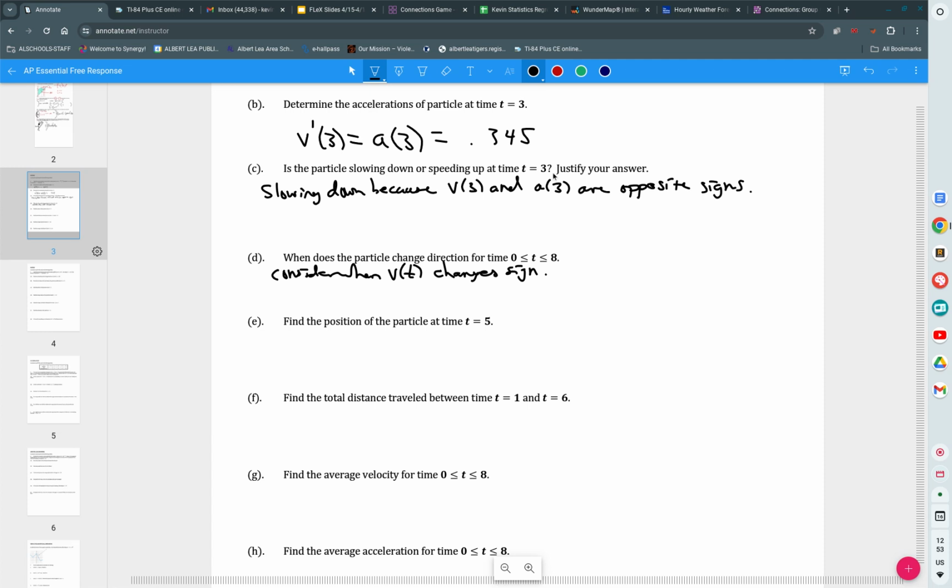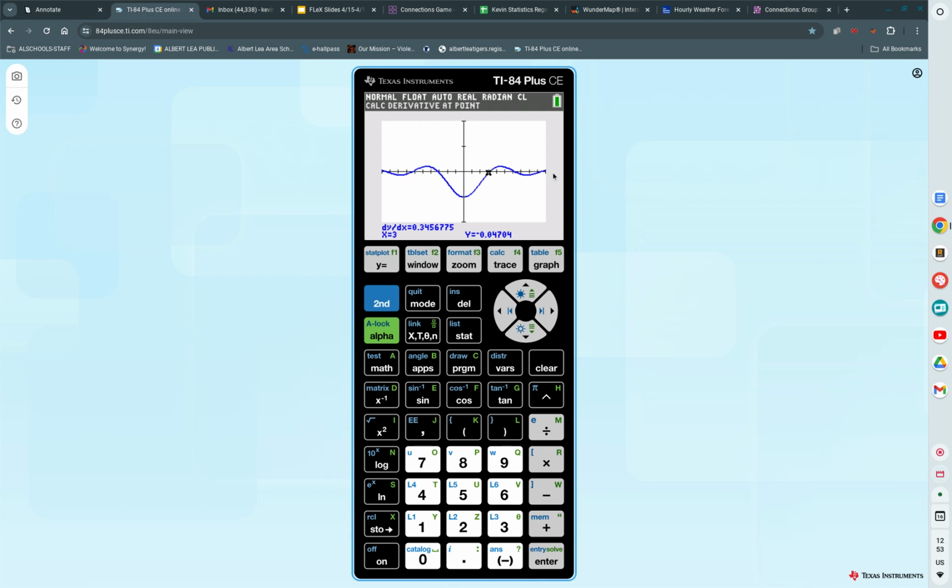So we do look at the function that we have here. How many times between 0 and 8 does it change sign? Twice. And so we'll second calculate what? Zero, number 2. Enter and enter. And I get 3.141, which happens to be pi.